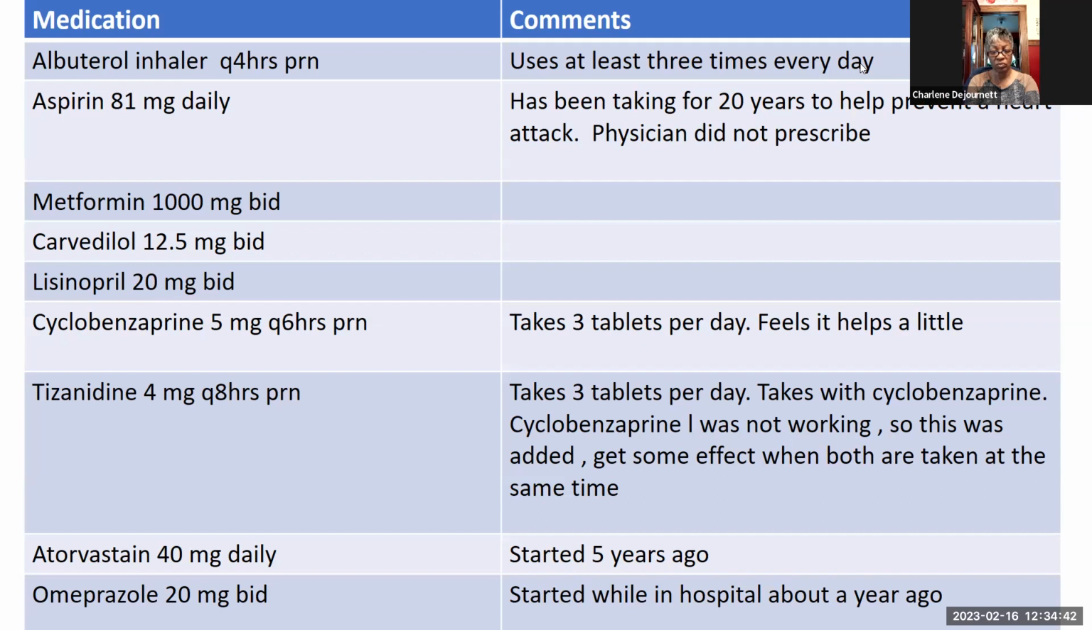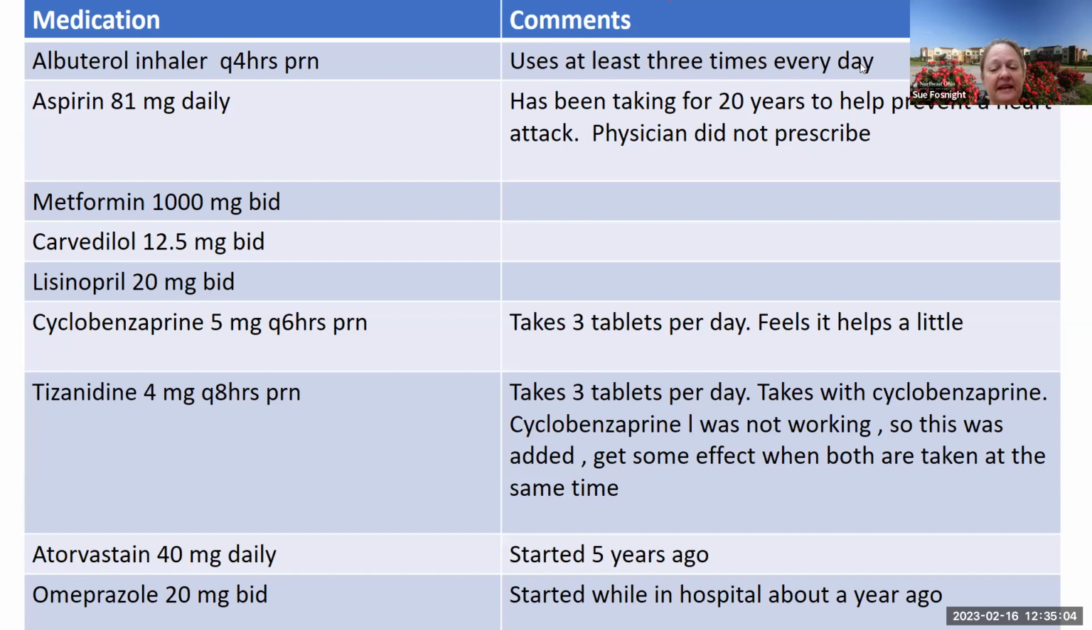We have aspirin that she started at 20 years, kind of on her own to prevent a heart attack. She's also on metformin, carvedilol, lisinopril. The cyclobenzaprine was a medication that she takes 3 tablets every day, 1 tablet 3 times a day. She feels it helps a little.